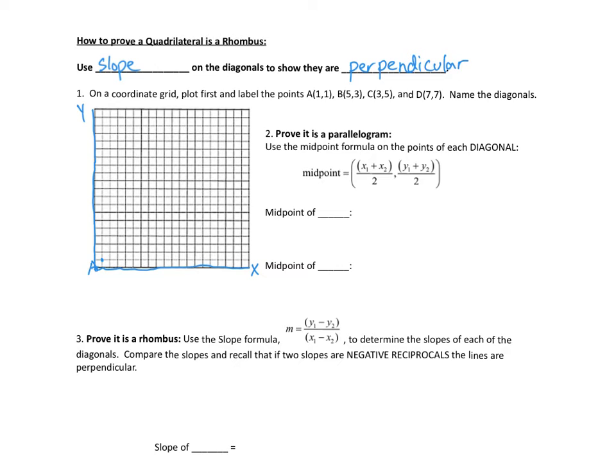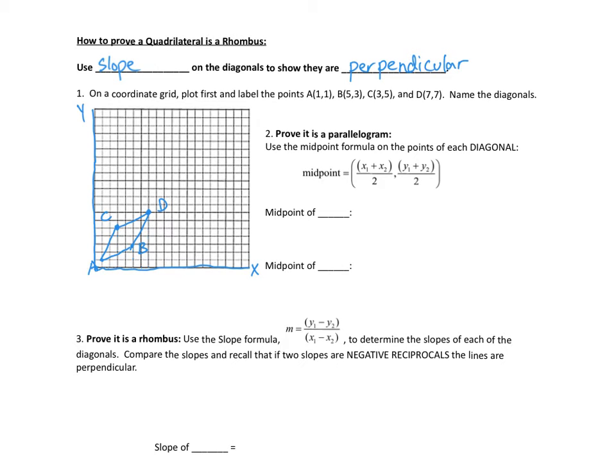B is 5, 3. C is 3, 5. C and D is 7, 7. And that is D. So if I connect these, here is my rhombus.